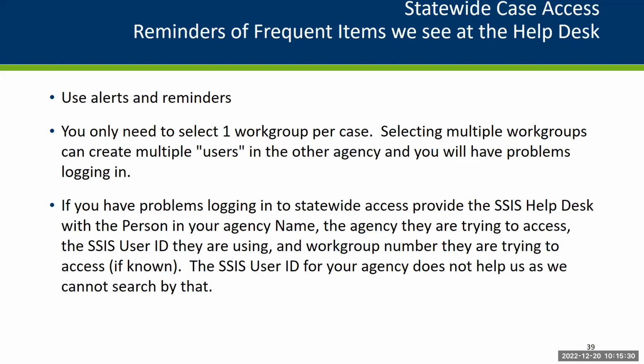The other thing we've been told is you need to select one work group per case. Selecting multiple work groups can create multiple users in other agencies, and you'll have problems logging in. And in that case, if you have problems logging into statewide access, all you have to do, the mentors just have to email the help desk with the person's name, the agency they're trying to access, and the SSIS user ID that they're trying to use in that county's statewide access. And if they know of a work group, it's not something that we have to have, but we can go into the other county just to see if that person is listed as a secondary worker.